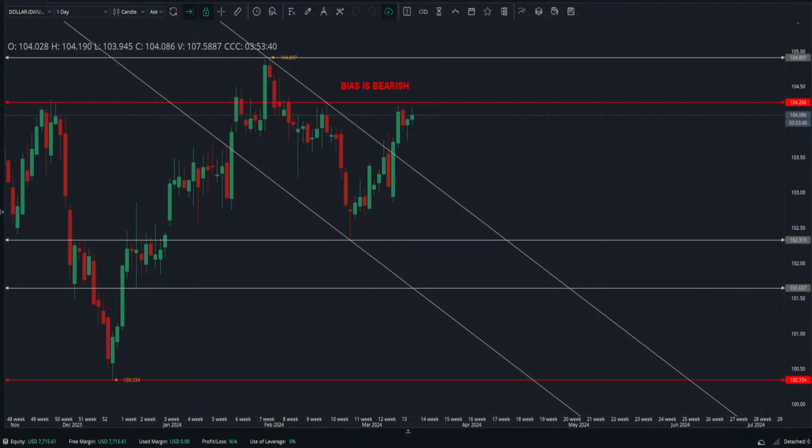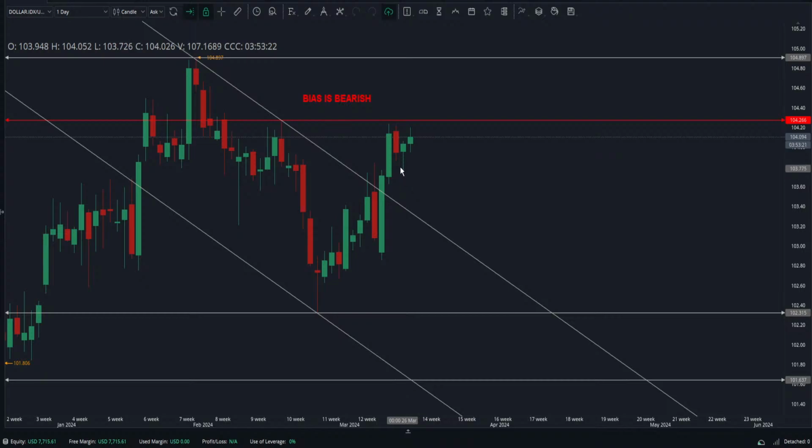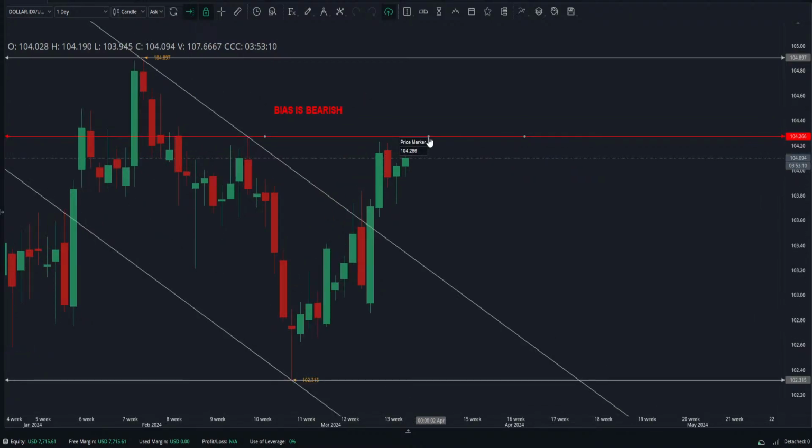The first things first, as always. Right now what you can see on your screen is the daily chart of the US dollar index. I have written here that the bias is bearish. Yesterday there was a bullish pin bar here out of nowhere, and now the price is still trading below this low that the price had created on 22nd of March. But still I am saying that there is a possibility of the price breaking above 104.26 very soon.